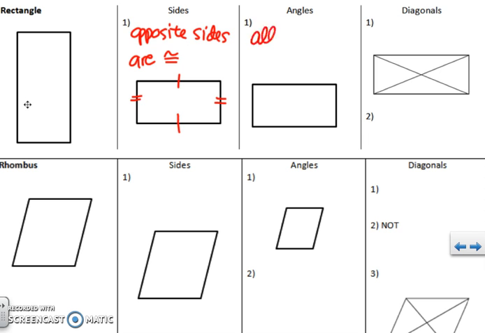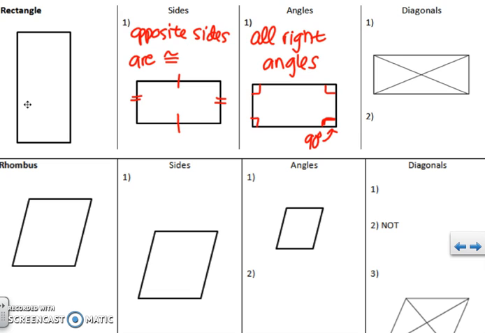We know they have all right angles, which means I have a box in this corner, box in this corner, box in this corner, and box in this corner, and they're all 90 degrees. Okay, so a rectangle has all 90-degree angles. So that's something more specific.